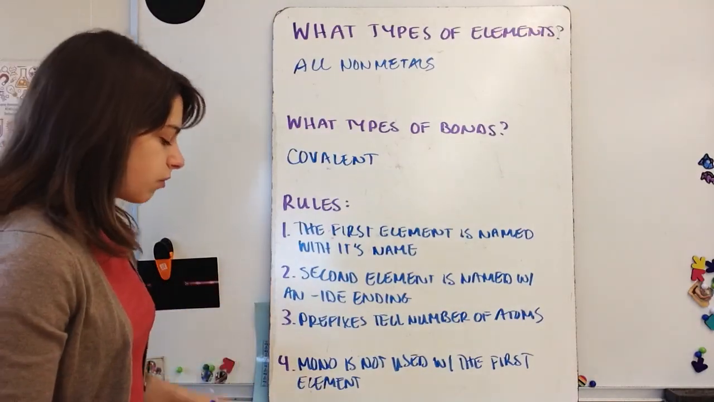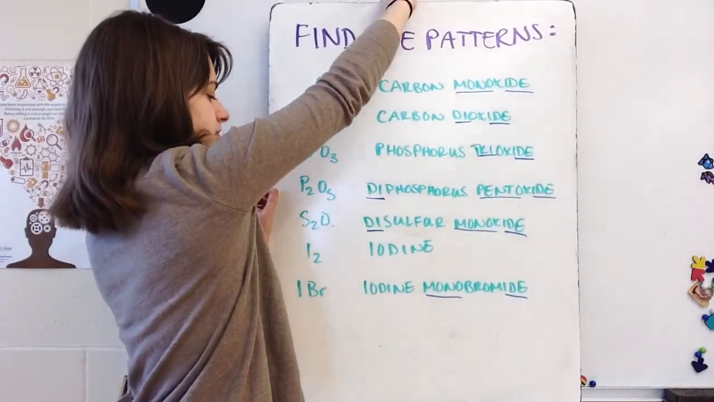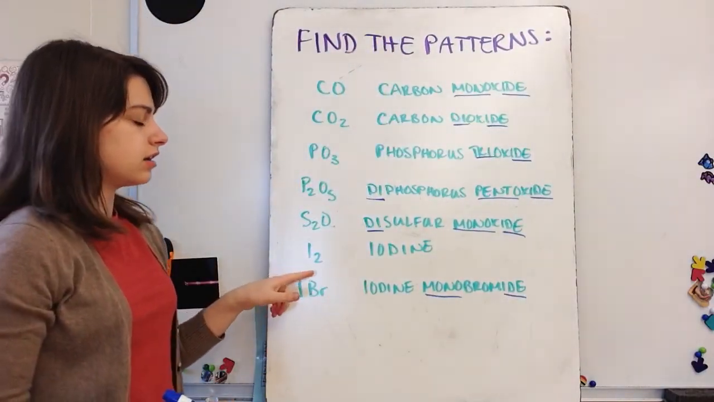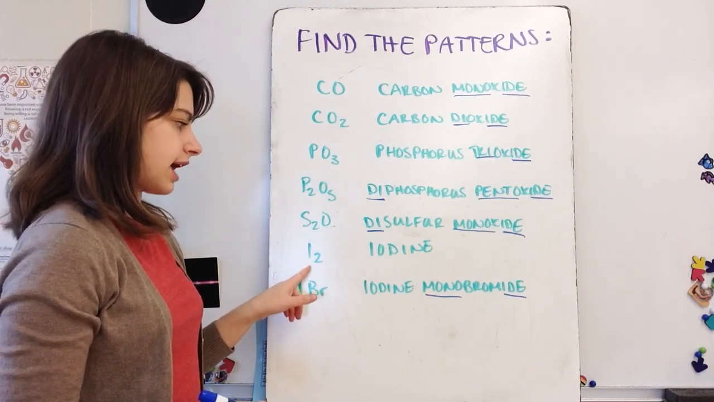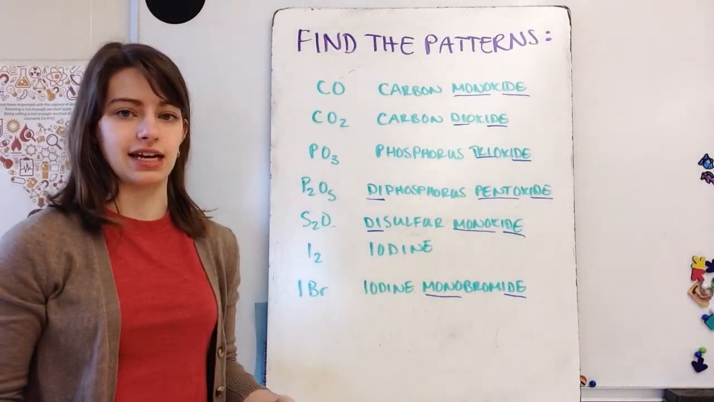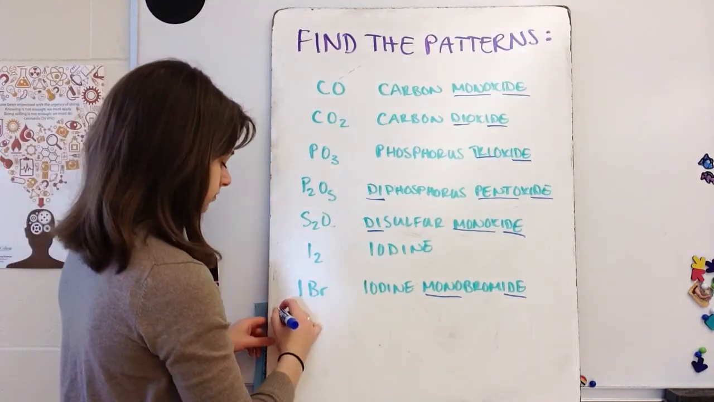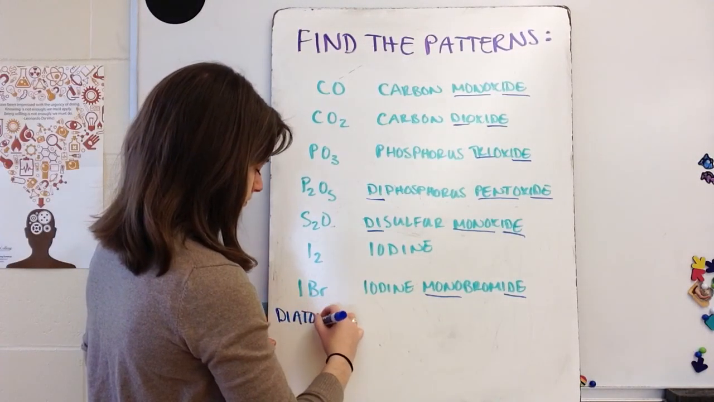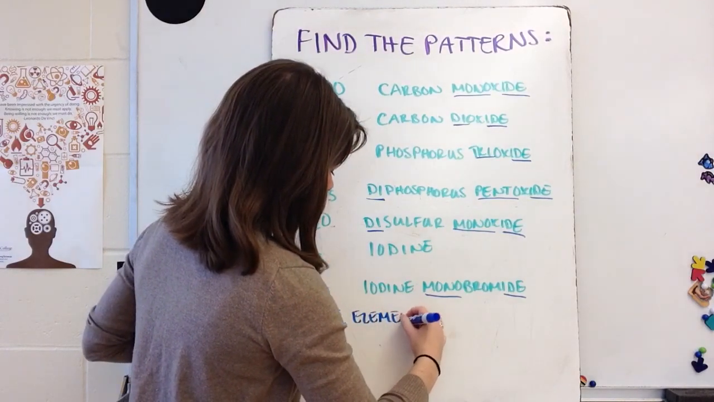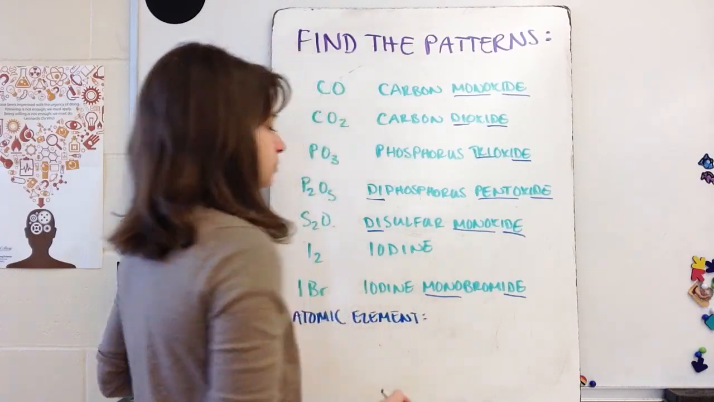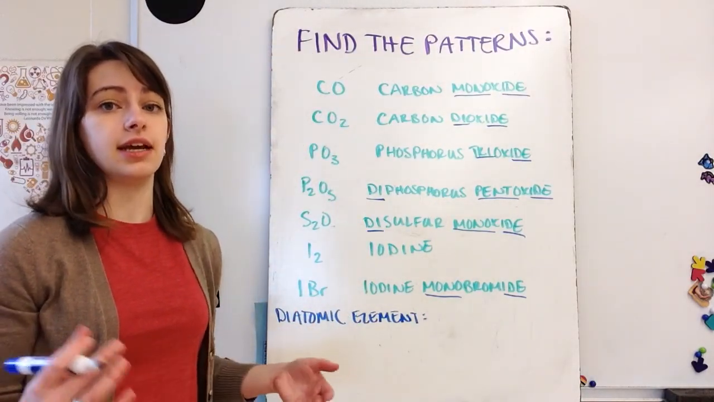So let's go back to our one oddball covalent compound. Iodine. Notice iodine is the only element in this compound. It's I2, and we just name it as iodine. That's because iodine is called a diatomic element, which means when it's in its elemental form, it comes in pairs.